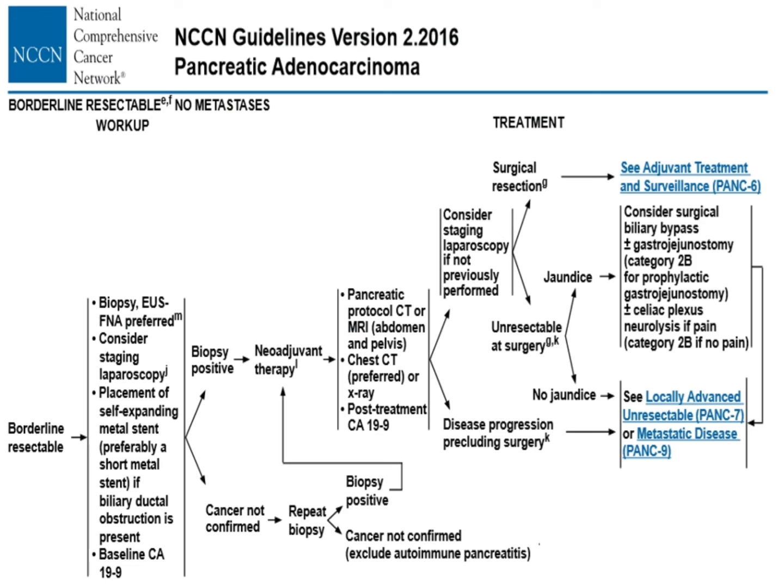This flowchart shows the National Comprehensive Cancer Network guidelines for treatment of borderline pancreatic cancer. A biopsy is to be taken, preferably by EUS, and a short self-expandable metal stent is inserted if there is biliary obstruction, and a baseline CA19-9 is done. If the biopsy is positive for pancreatic adenocarcinoma, neoadjuvant therapy is initiated, and then after neoadjuvant therapy, a pancreatic protocol CT or MRI is done, and also chest CT, and post-treatment CA19-9 is done.